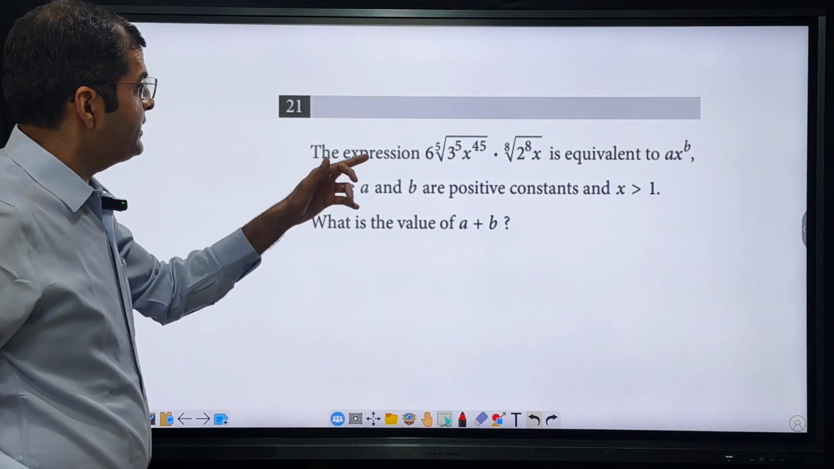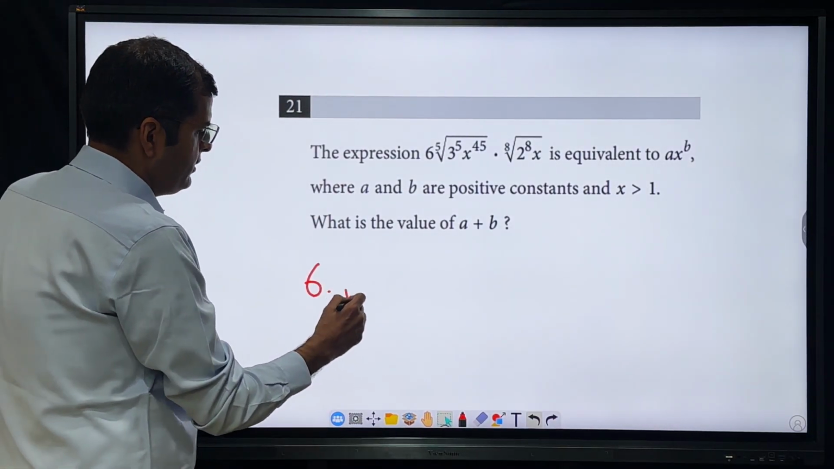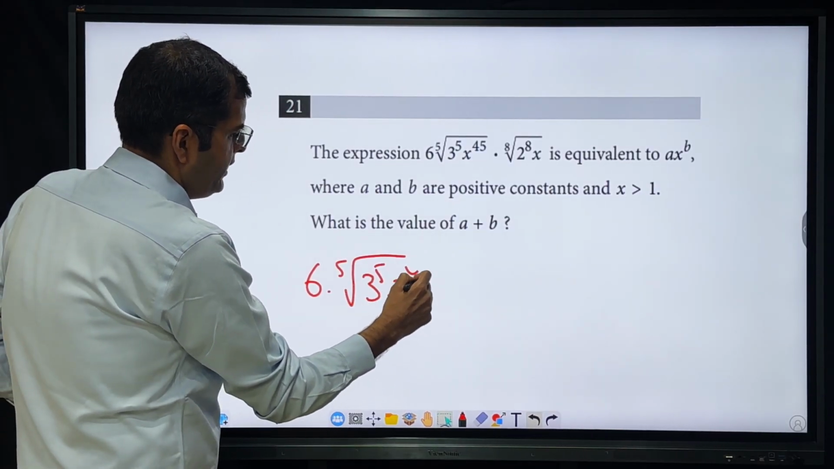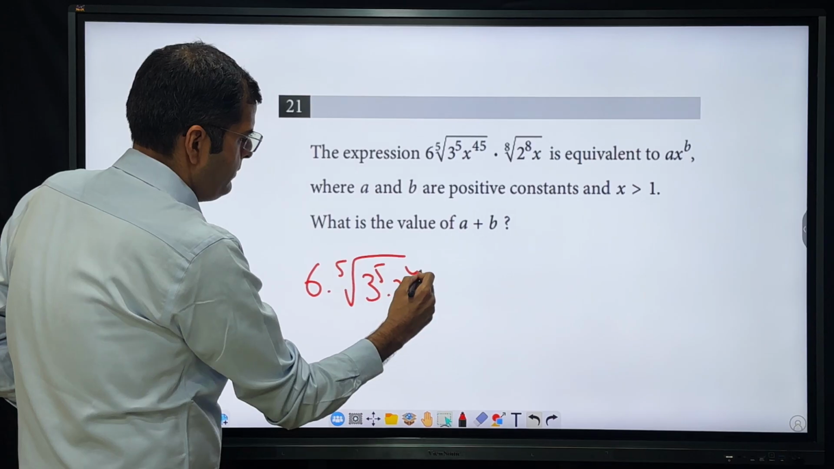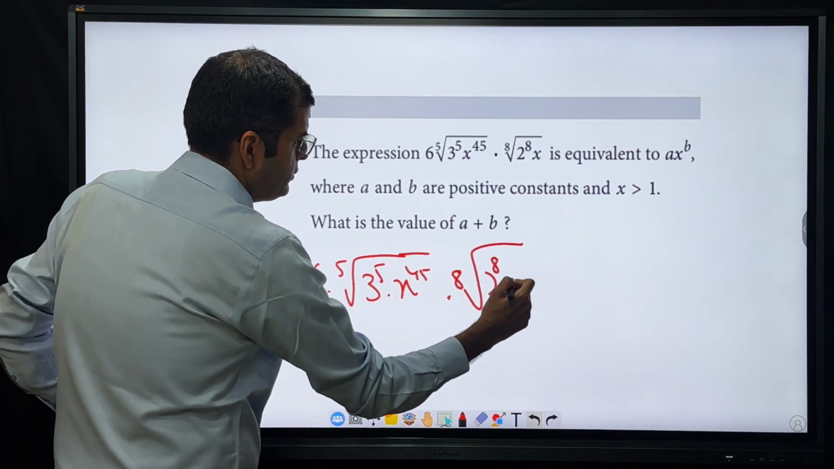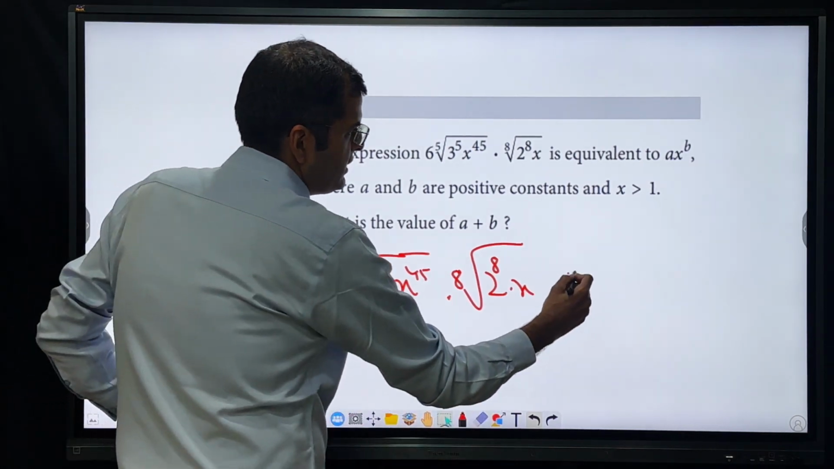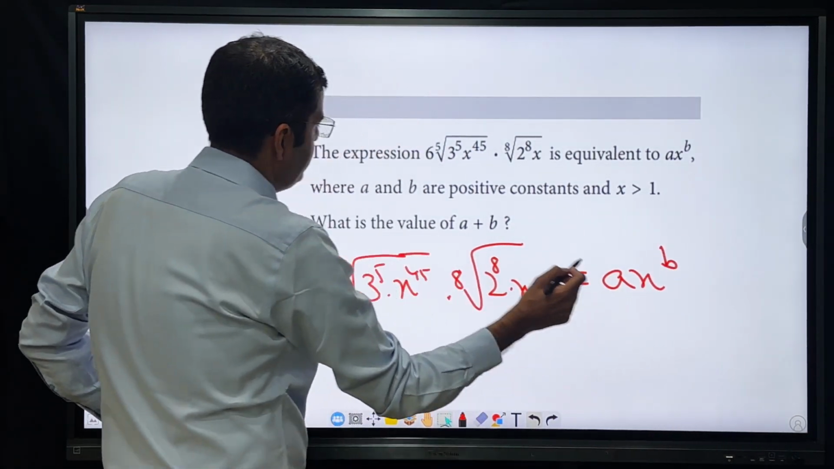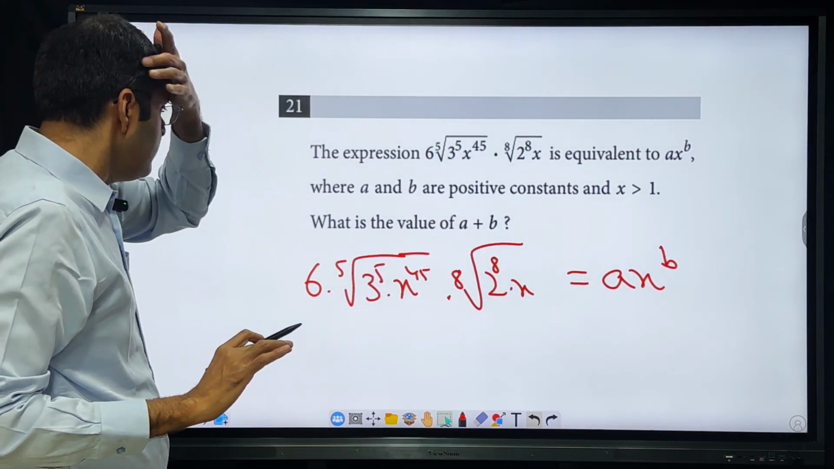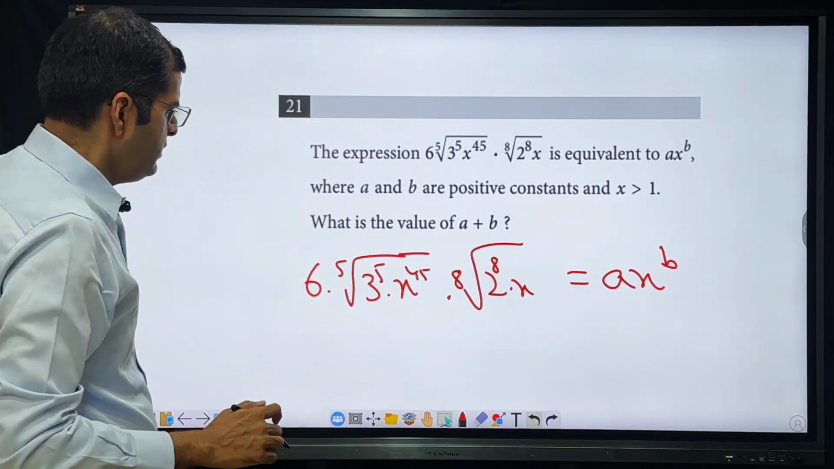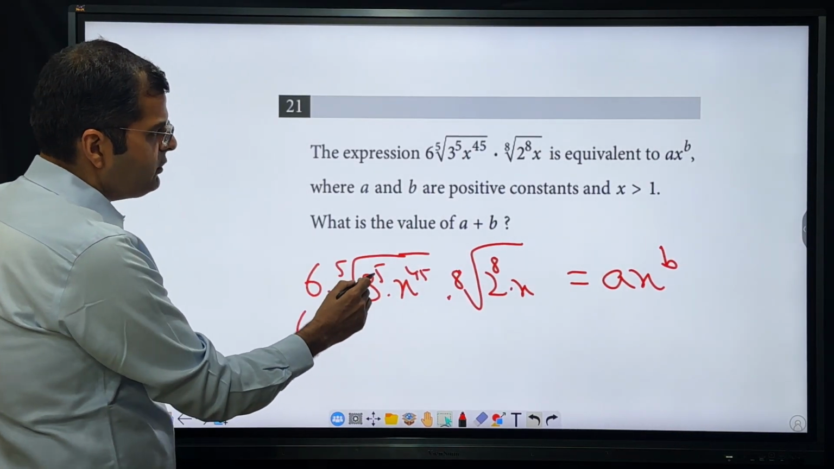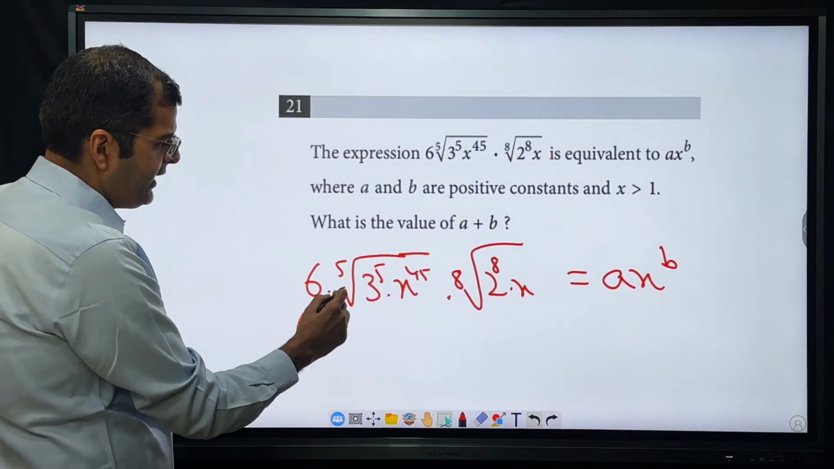Now this says the expression 6 into fifth root of 3 raised to 5 into x raised to 45, fifth root of that, times 8th root of 2 raised to 8 times x is equal to a into x raised to b, where a and b are positive constants and x is greater than 1. What is the value of a plus b? So from here I can do, this is 6 times 3 raised to 5 divided by 5.